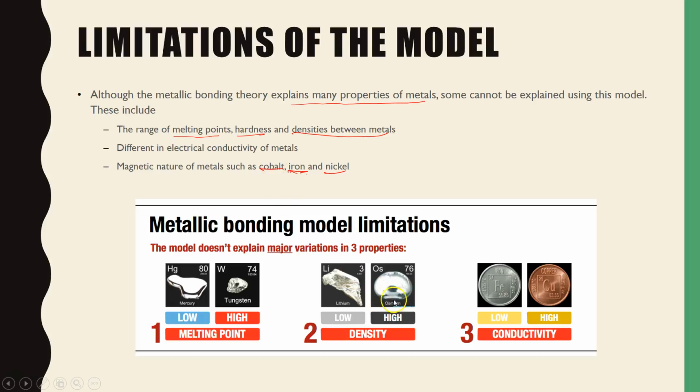Why is mercury a liquid at room temperature? All of these things can't be explained by the model. So there are things to consider. It's not perfect and doesn't account for everything, but that's what a model typically is. It's the best representation of our understanding of how metals work.